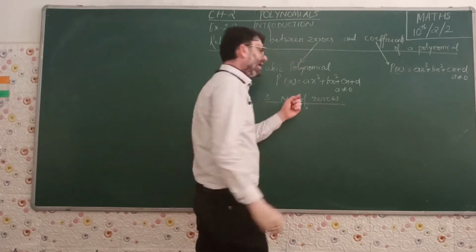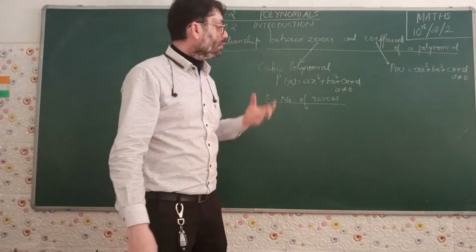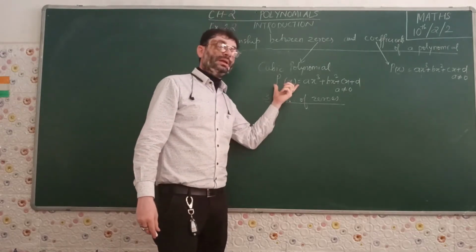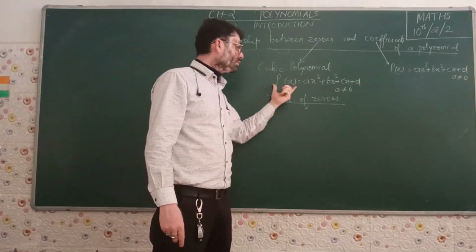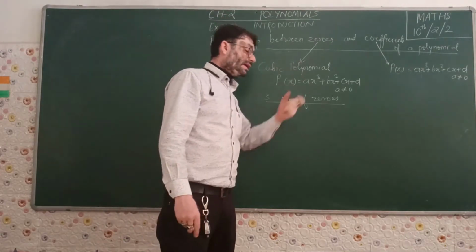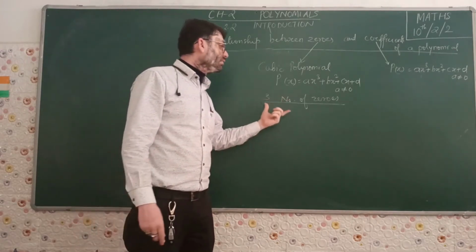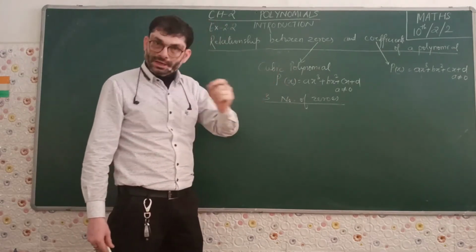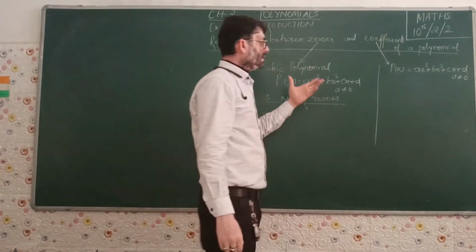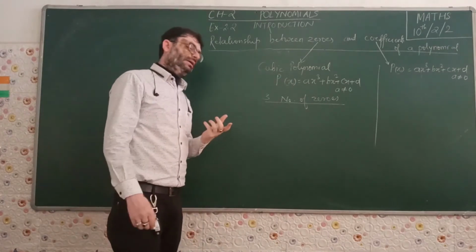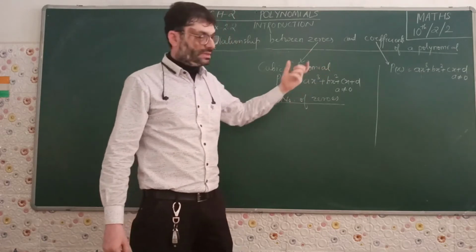That means x can take 3 values. x will have 3 values for which the polynomial becomes 0. Those values where the polynomial becomes 0 for the values of x are called zeros of the polynomial, 3 in number for a cubic polynomial. Then what about coefficients? Because we need to relate the zeros of our polynomial with the coefficients of the same polynomial.